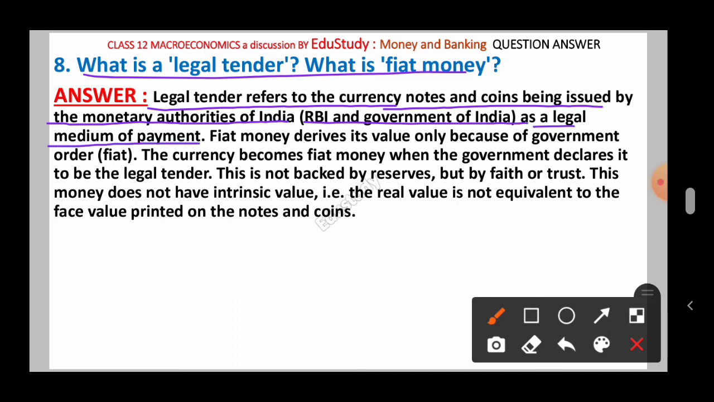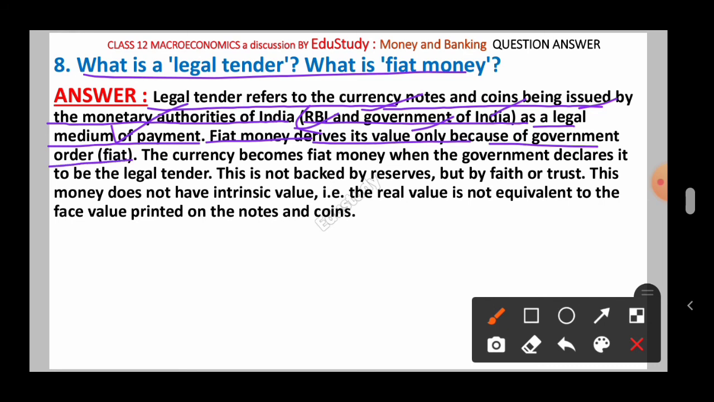Legal tender means the currency notes and coins. These are called legal tenders, but they must be issued by the monetary authority of India, and the monetary authorities of India are the RBI and the Government of India. That is important. And fiat money derives its value only because of government order, that is fiat.